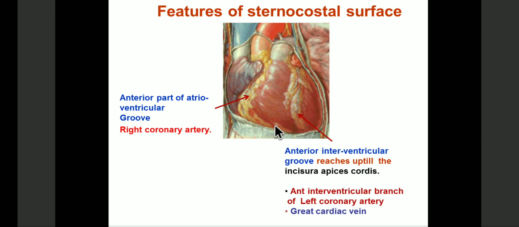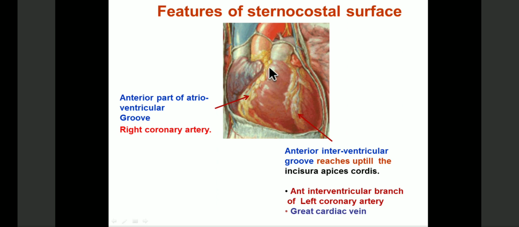Now, what are going to be the features of the inferior surface or the diaphragmatic surface of the heart, which we have already seen? The inferior part of the atrioventricular groove or the coronary sulcus, in which we'll find the right coronary artery. The heart is definitely supplied by the right and the left coronary arteries. So we'll see these arteries in the interventricular grooves as well as the atrioventricular grooves.